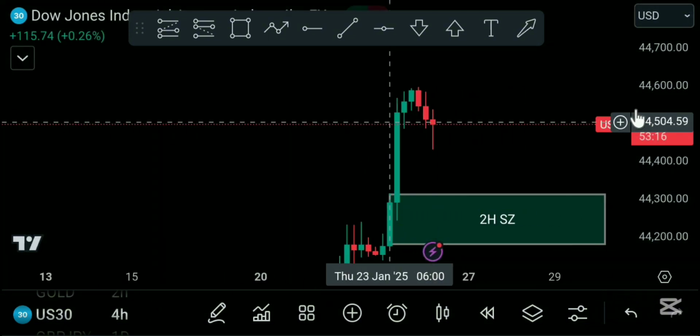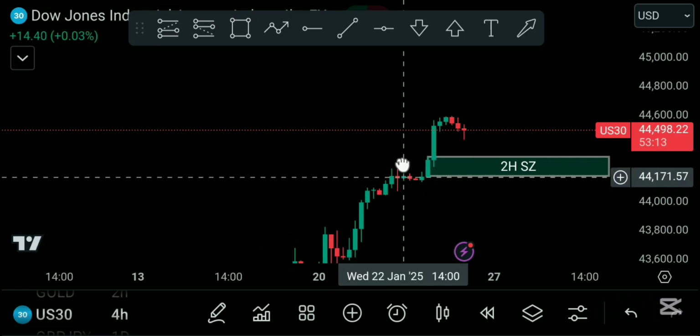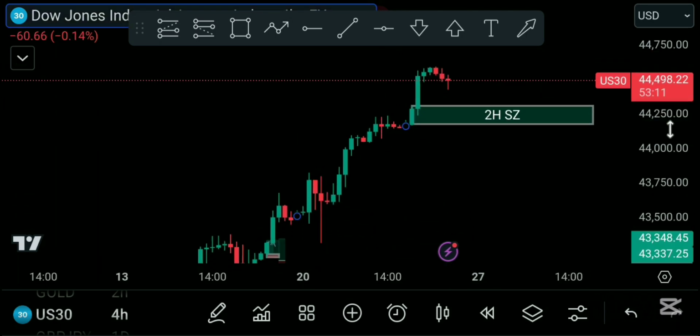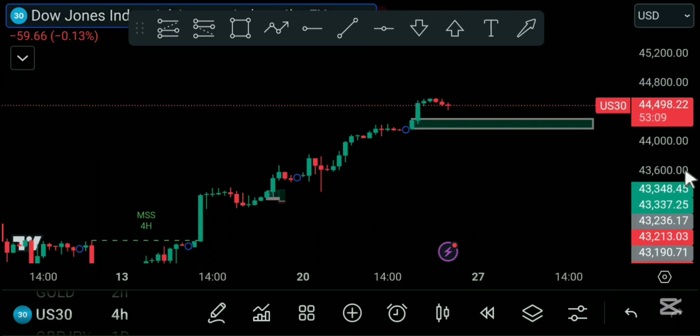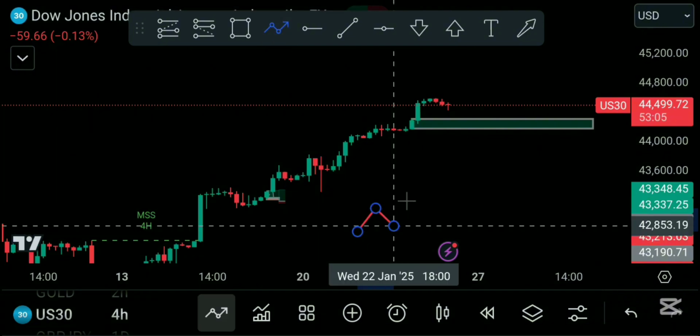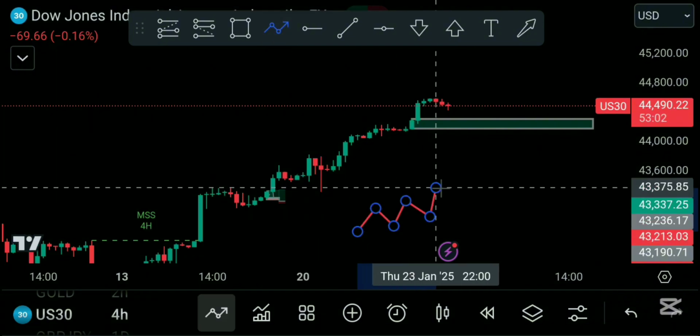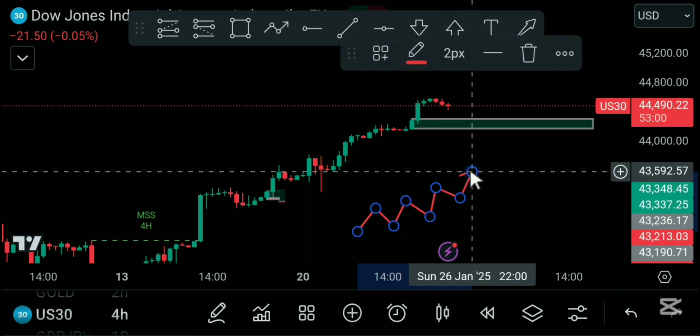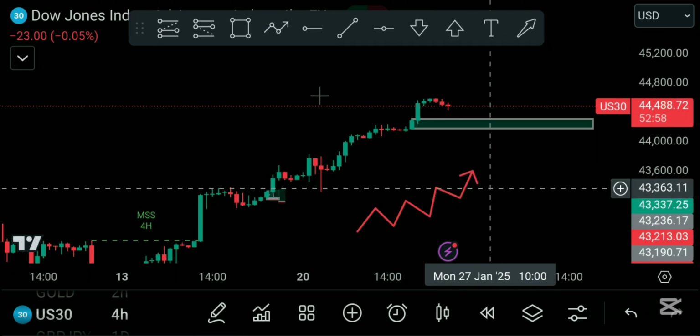Now on the 4 hour time frame, US30 has been trending upward because we've been having a series of higher highs, higher lows. An uptrend is a series of higher highs, higher lows, higher highs, higher lows, then a higher high. That's what we're seeing here.